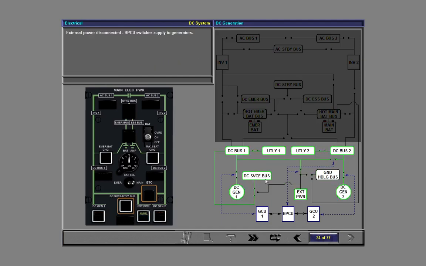When external power is disconnected from the system, the BPCU automatically switches supply to the generators, thus ensuring that DC buses 1 and 2 are online. Notice also that the annunciations in the external power and BTC push buttons have extinguished. The avail light extinguishes when the GPU is disconnected.